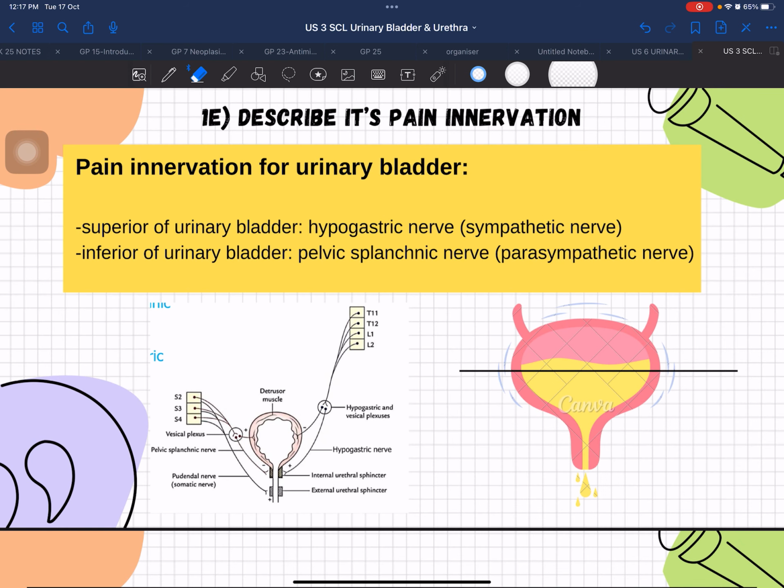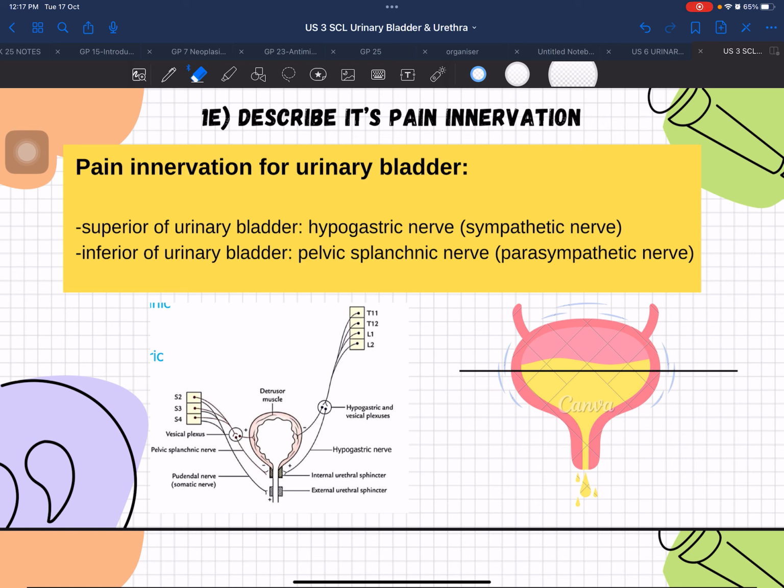So for one week, describe visceral innervation. The patient feels some kind of pain at the center of the pelvis, so it indicates bladder referred pain. So this is the bladder. For the bladder, the sensory nerves are divided into sympathetic nerve and also parasympathetic nerve. The superior part of the urinary bladder is innervated by sympathetic nerve, and the inferior part of the urinary bladder is innervated by parasympathetic nerve.